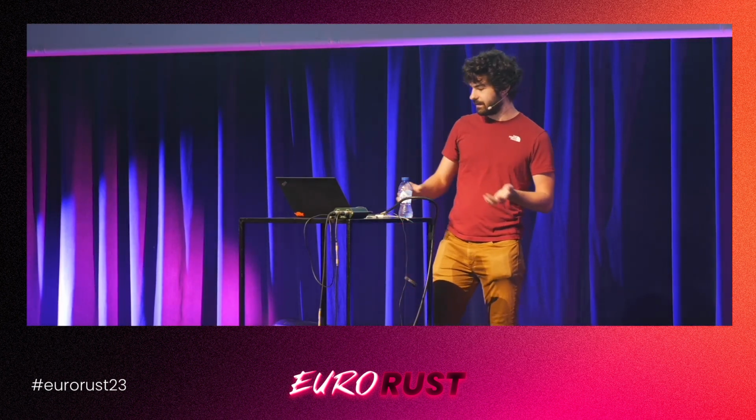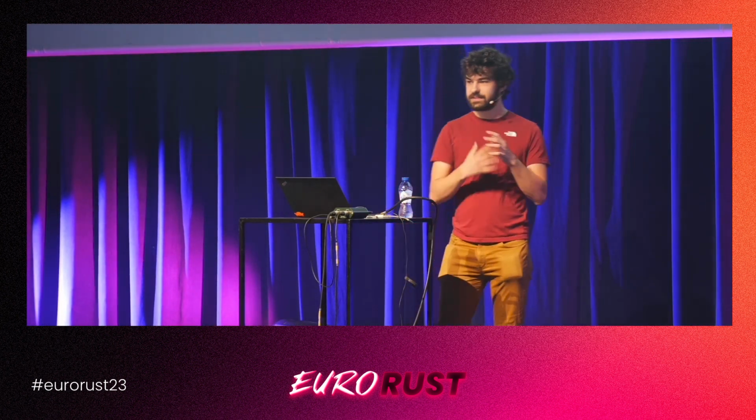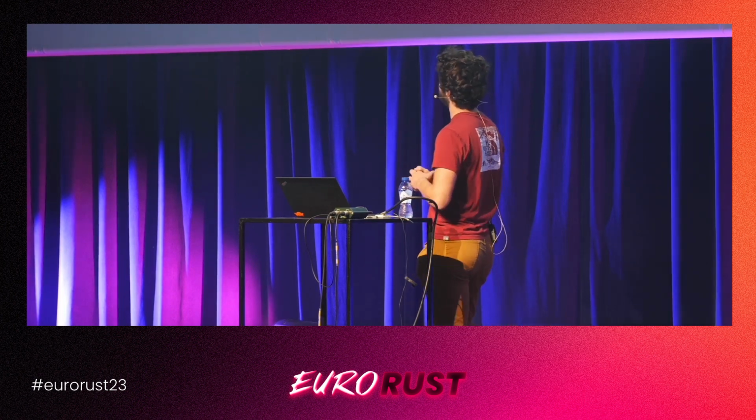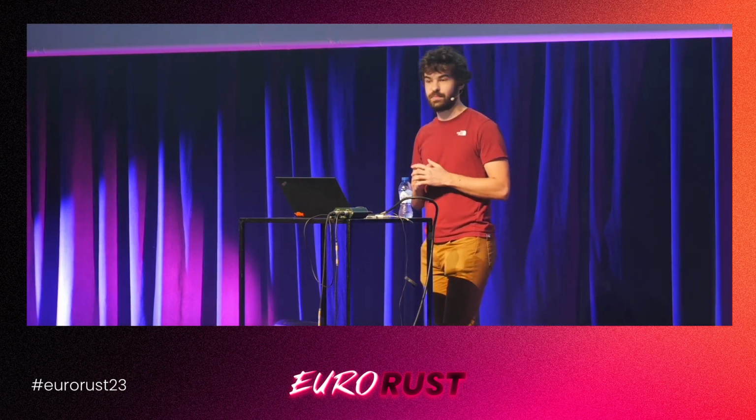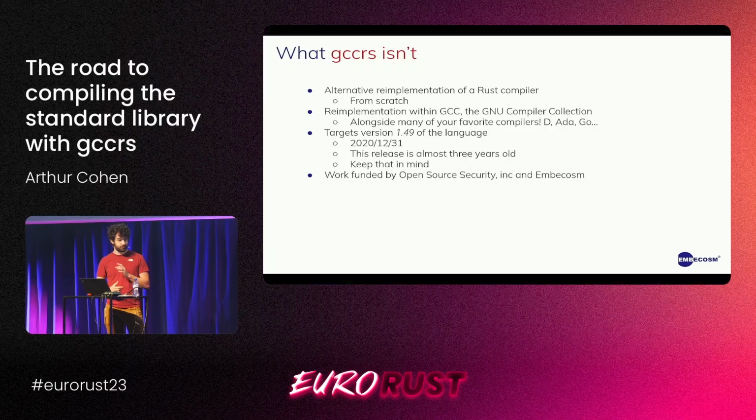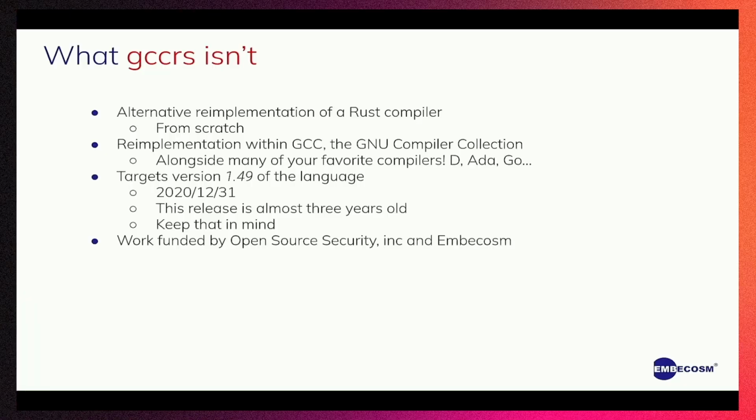So yeah, what is GCRS? First of all, what GCRS isn't. GCRS is not yet an alternative implementation of a Rust compiler, but we're trying to do it from scratch. So basically, we implement an entire Rust compiler from scratch. The project was started in 2014.